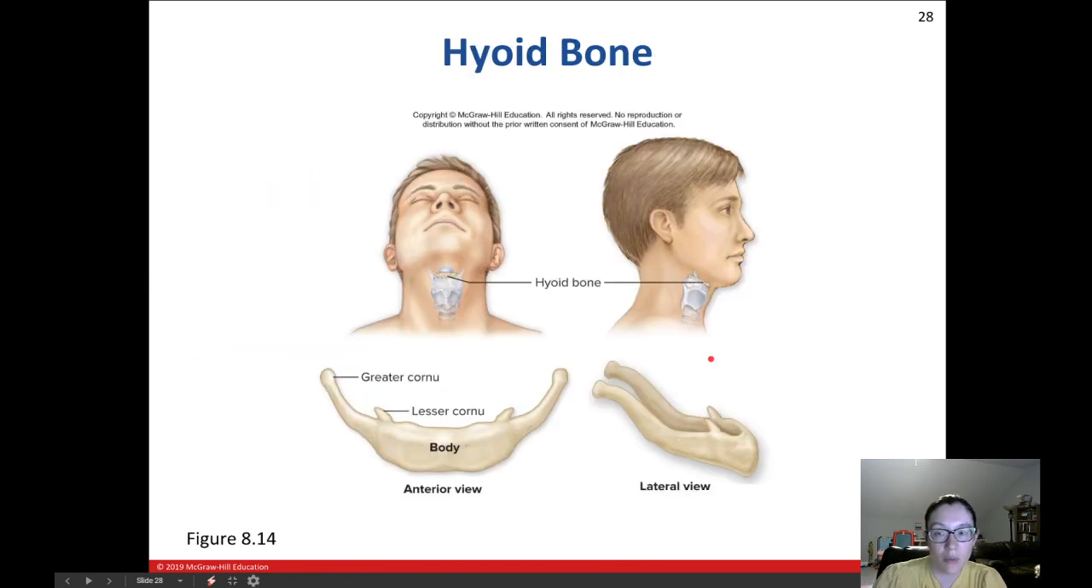All you need to do is be able to identify the hyoid bone. You don't need to know any other pieces of it. So it sits right here on top of the larynx. When we go to the respiratory system in 169, we'll look at the larynx and you'll identify it again.